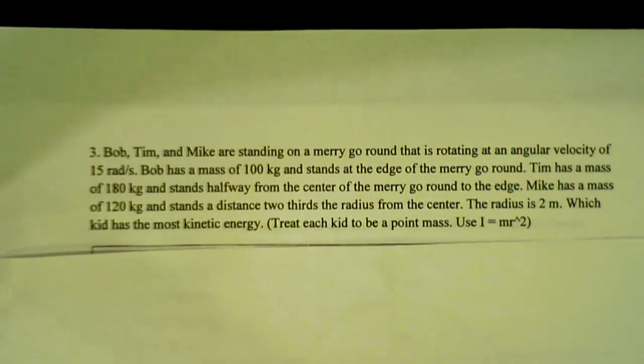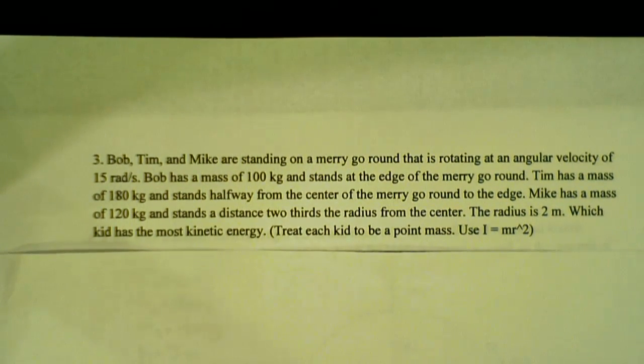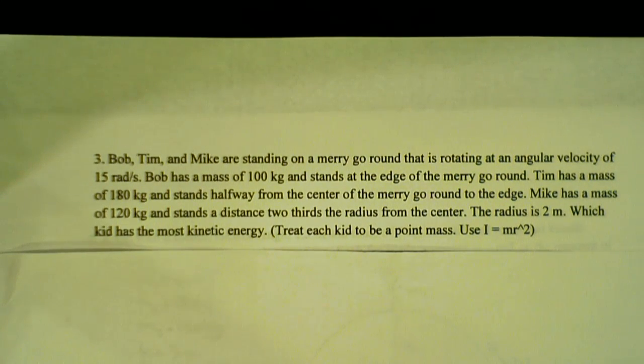So this one has to do with rotational energy. Bob, Tim, and Mike are standing on a merry-go-round that is rotating at an angular velocity of 15 radians per second. Bob has a mass of 100 kilograms and stands at the edge of the merry-go-round. Tim has a mass of 180 kilograms and stands halfway from the center of the merry-go-round to the edge. Mike has a mass of 120 kilograms and stands a distance 2/3 the radius from the center. The radius is 2 meters. Which kid has the most kinetic energy is the question.